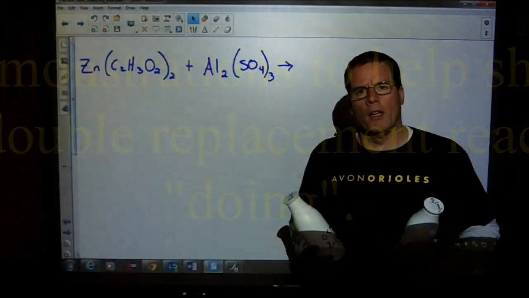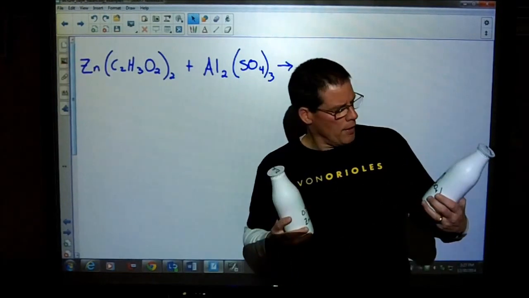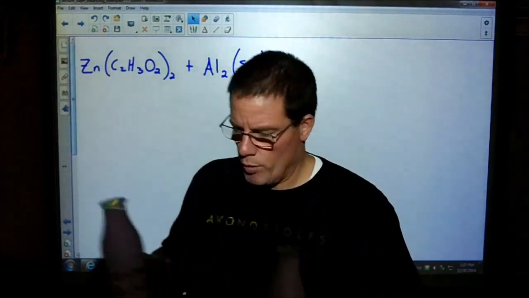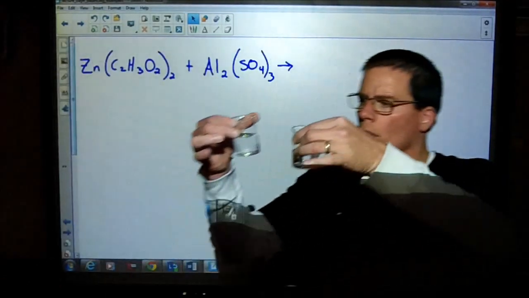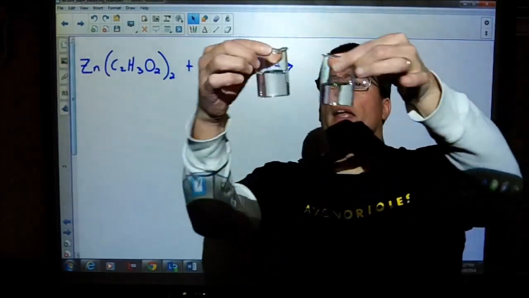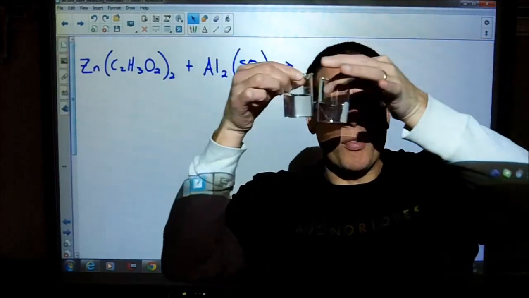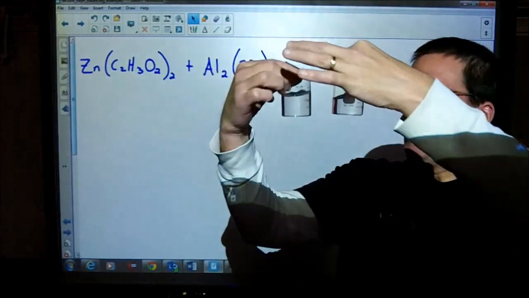Alright, so let's take a look at an example. I've got 0.5 molar zinc acetate here, and I also have a 0.1 molar aluminum sulfate here, and I poured these out. And I have these two liquids that look relatively clear. They look like water. If you look at it in the camera, it looks relatively clear, nothing exciting there. You can see right through there, or at least I can at the camera there. So nothing exciting.